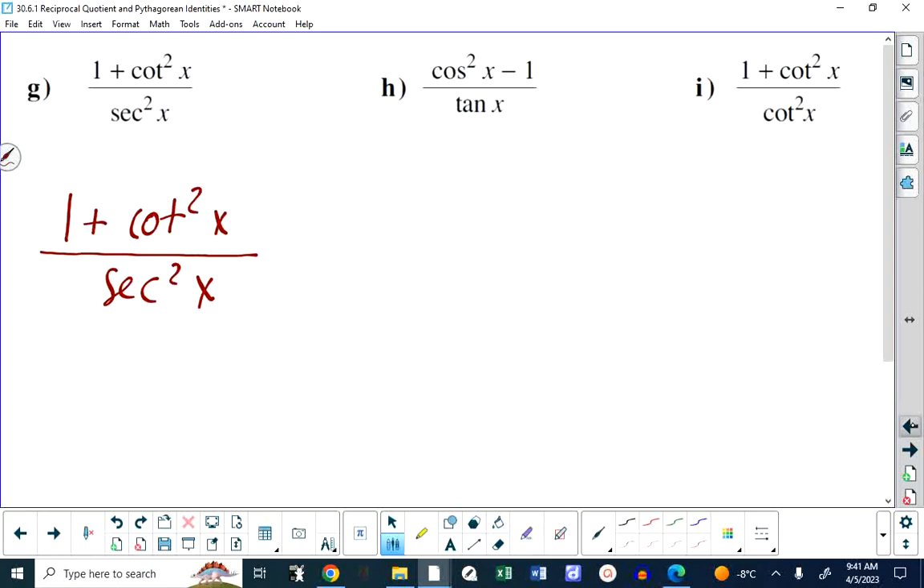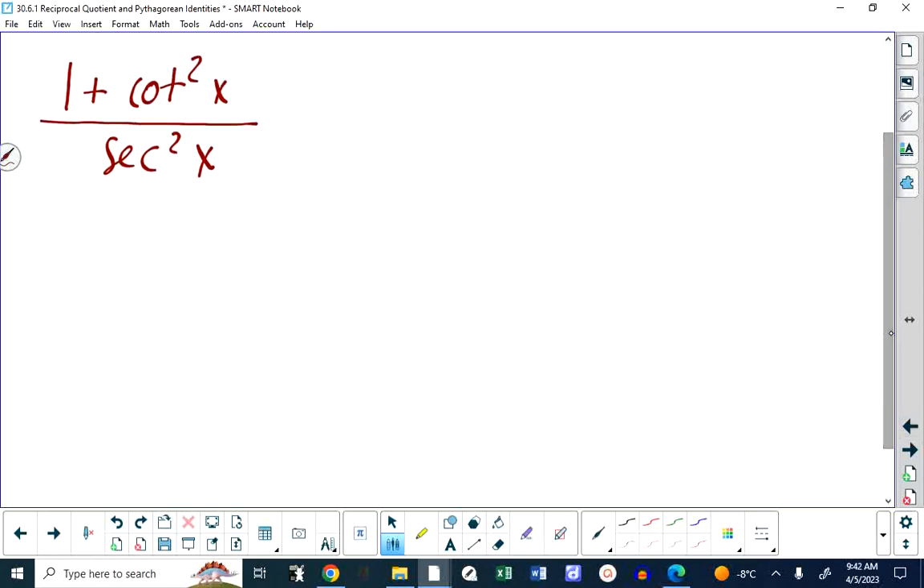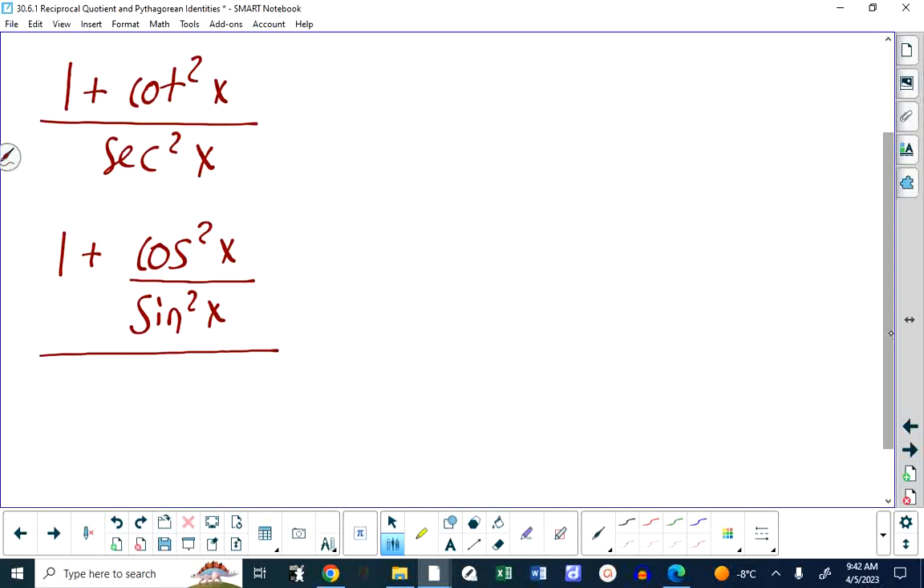So I can write 1 plus cotangent squared as 1 plus cos squared over sine squared. And you know what? I get lazy in my language, and I have to be better at that. I shouldn't say 1 plus cos squared over sine squared. I really should be saying 1 plus cos squared of x over sine squared of x. And that variable has to be there. Over secant squared of x, which is 1 over cos squared of x. And we have this mess. Are we okay with that to that point?